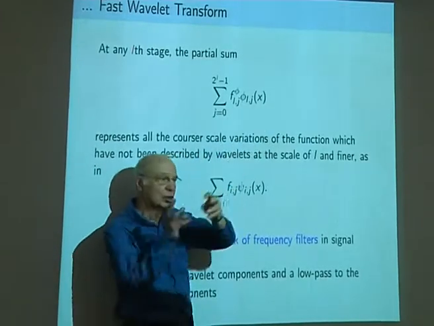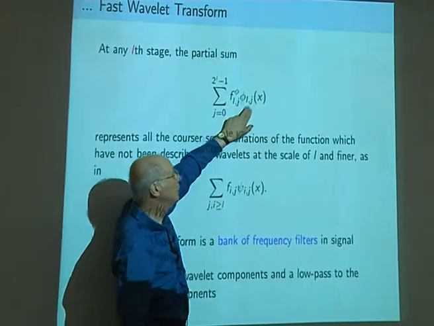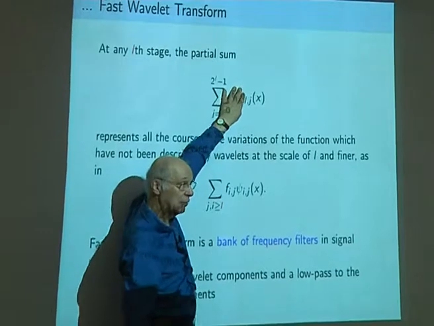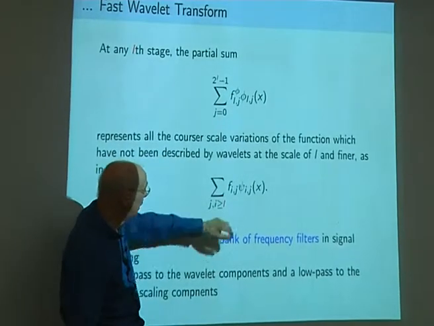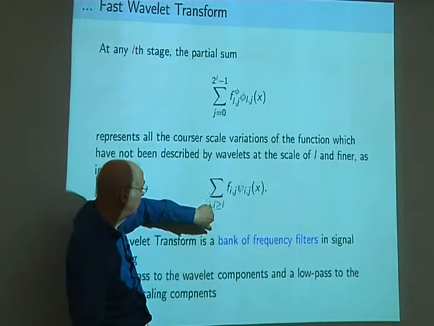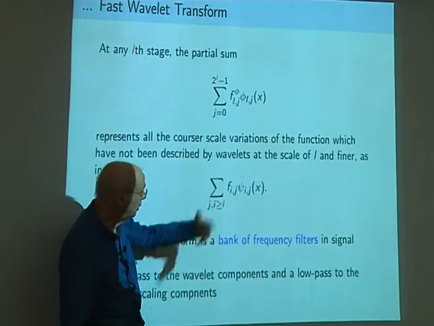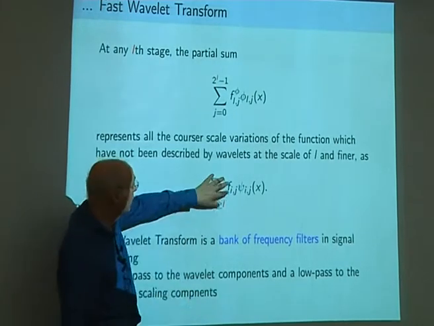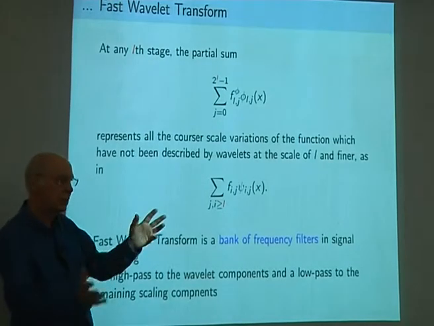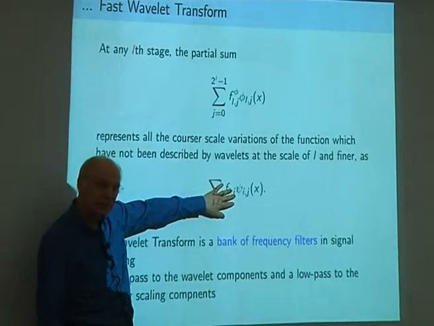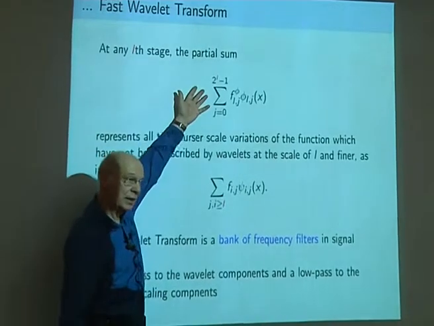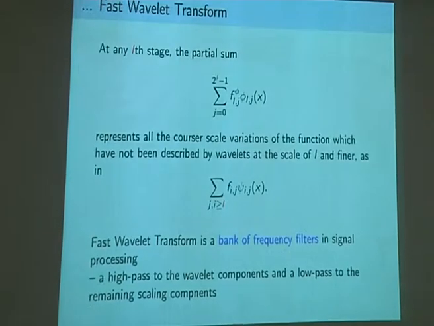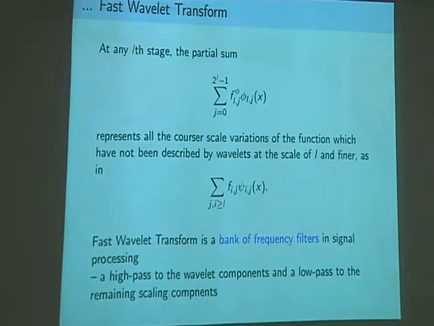I'm summing over all the translations at some level of coarseness L, the scaling functions times the scaling function coefficient. And here I'm looking at all of the J and all the I bigger than L. So this means all the wavelets of finer detail are here. So we're split at some stage: the fine scale data in the wavelets and the coarse data in the scaling functions. And that's why in signal processing, this is called a bank of frequency filters.